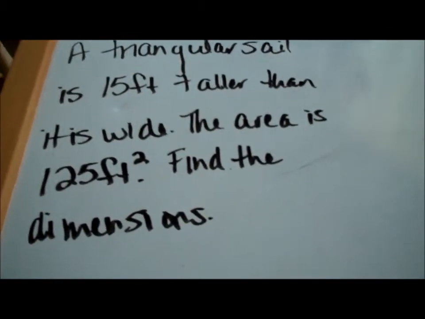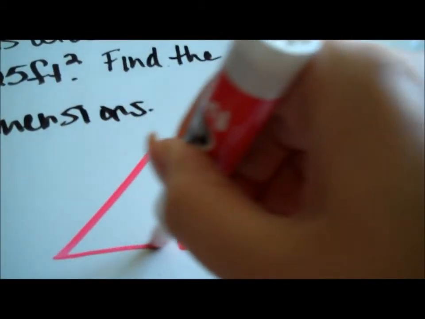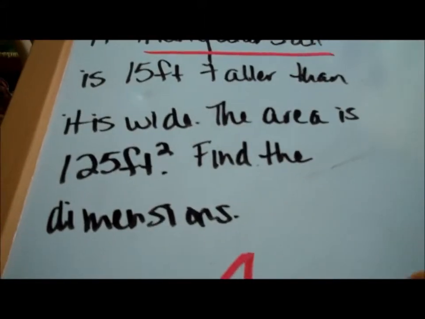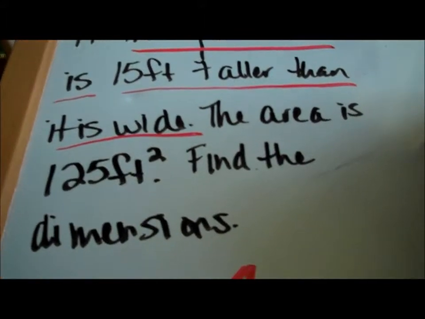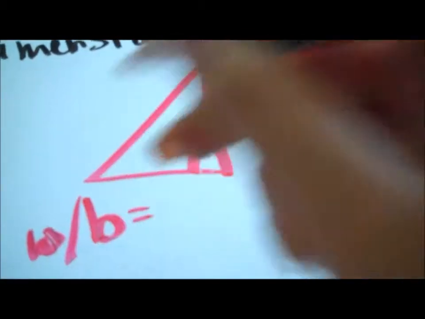So this is a triangular sail. If you need to come down here on your paper somewhere and draw a picture, please do so. Okay, triangular sail. The sail looks like that. It says is, meaning equals, 15 feet taller than it is wide. So again, like the previous one, the height is referring to the width. So we are missing two dimensions here. We are missing the height, and we're missing the base, or the width, whichever one you want to call it.